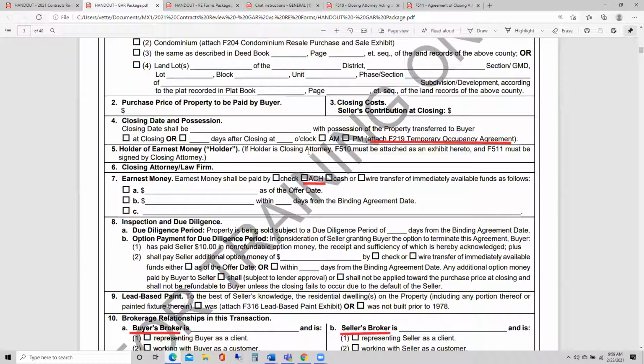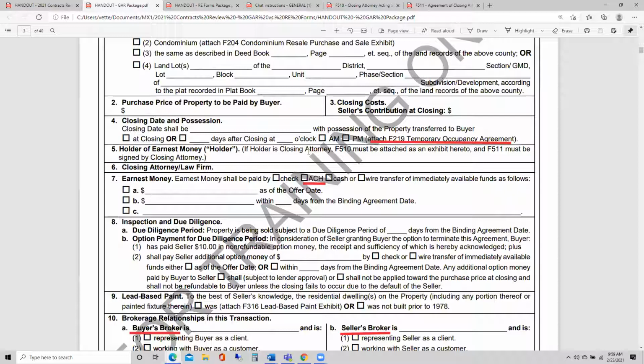Where in the purchase and sale agreement itself do you see a signature place, fill in the blank, for a closing attorney as the holder of the earnest money? Tell me where you see that. Purchase and sale agreement. Any purchase and sale agreement. If you identify the closing attorney as a holder of the earnest money, where do they sign? Anybody? Crickets.